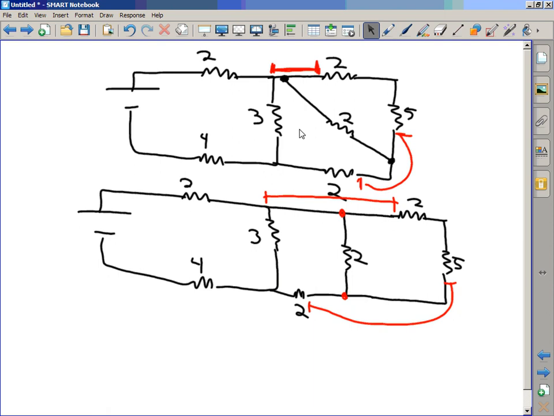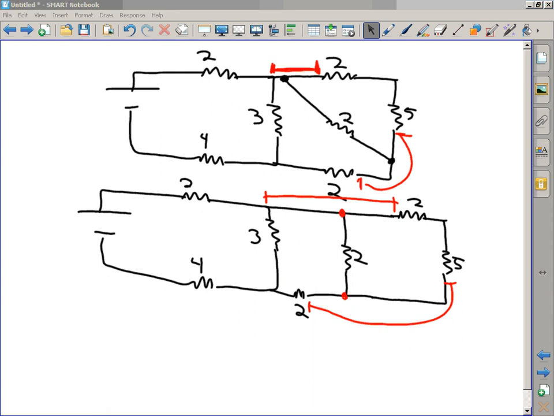I recommend working outside in. So for example, what are the 2 resistors you want to add first? 2 and 5 in series. Okay, so add the 2 and 5 in series. You're going to end up adding that to the 2 in parallel. You're going to add that to the other 2 in series, and so on and so on.